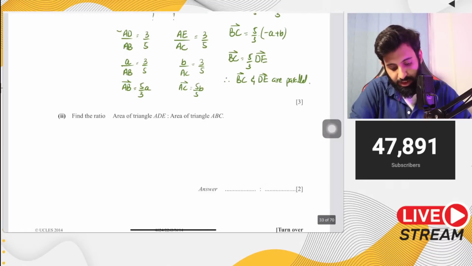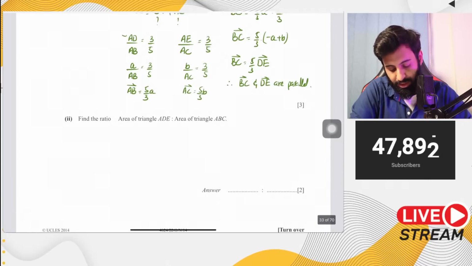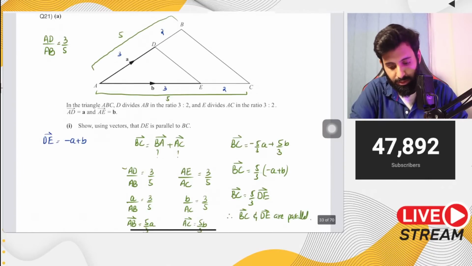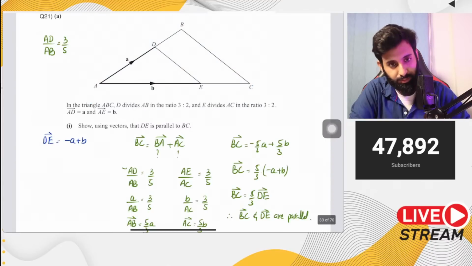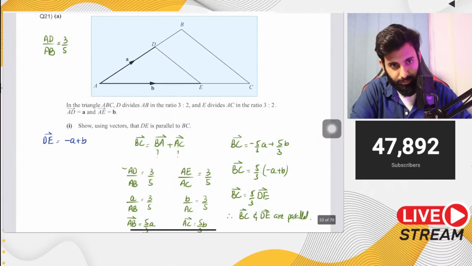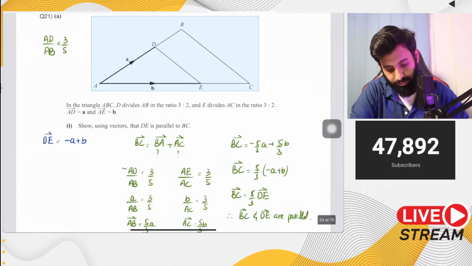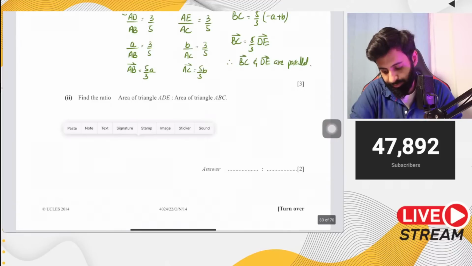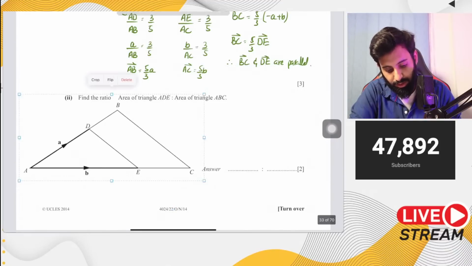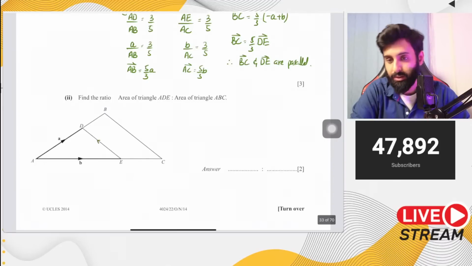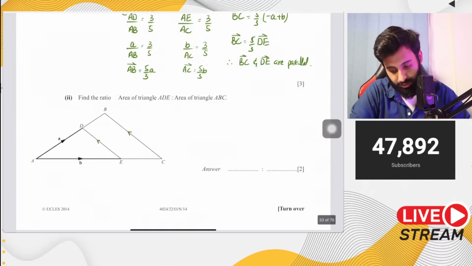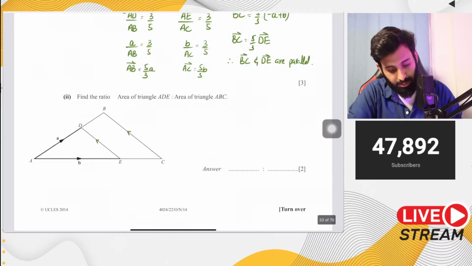Then it says find the ratio of area of triangle ADE to area of triangle ABC. Okay, so we can do that. Now the question has already made you do all the hard work. You figured out not only that they're parallel, in fact you figured out the ratio in which they're similar. So ADE means the smaller triangle, which is 3 parts.